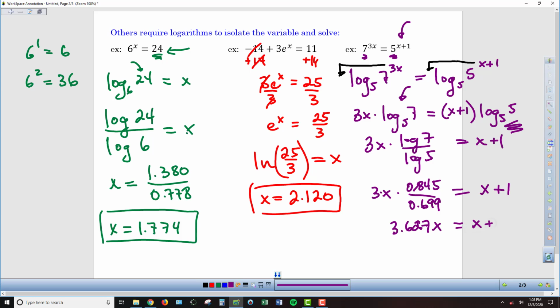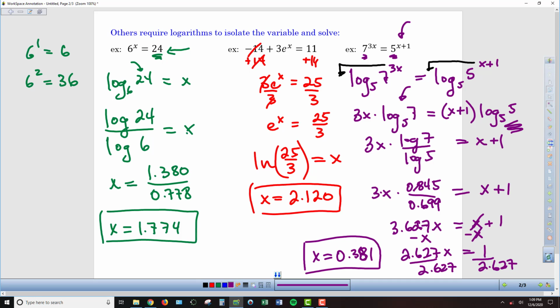Then again, on the other side, I still have this x plus 1. And so then my last thing I need to do is solve for x. I've got gruesome numbers in the problem, but I can do it. So I'm going to just subtract x from both sides. So we get 2.627 times x equals 1. And so then my last step is to just divide by 2.627 on both sides. And so now, again, one more round of pushing buttons on our calculator. And so we end up with our result of 0.381.